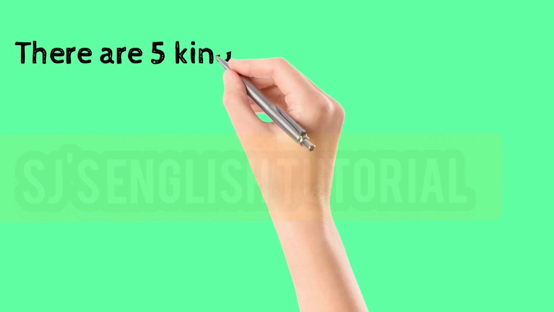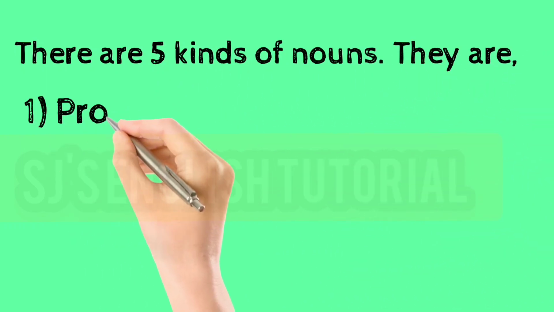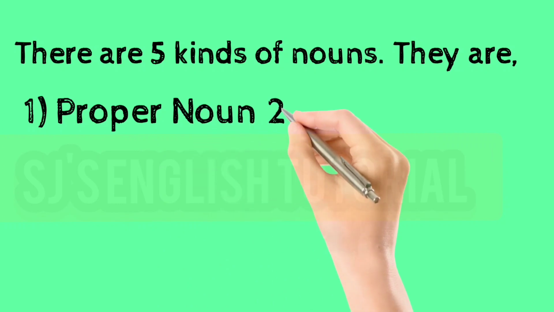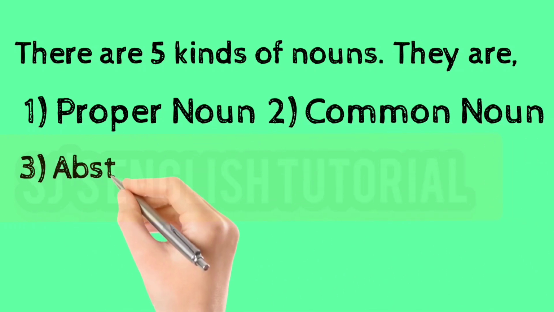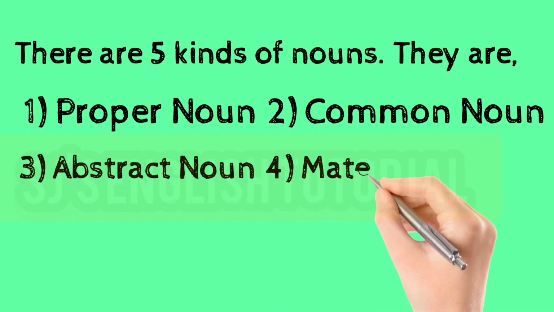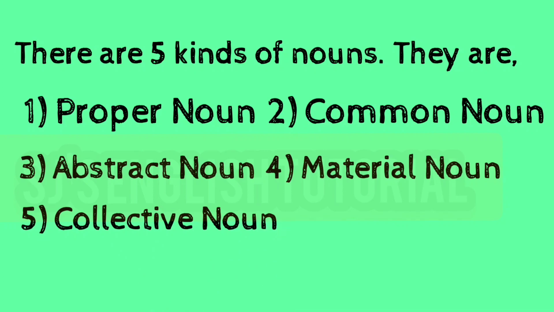So accordingly, there are 5 kinds of nouns. They are proper nouns, common nouns, abstract nouns, material nouns, and collective nouns. Now let's explore each kind of the noun.